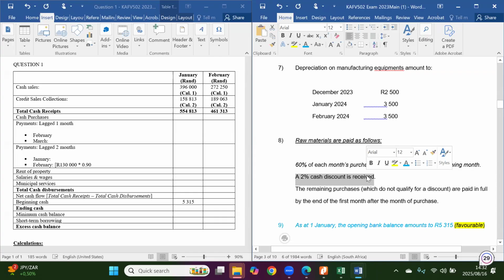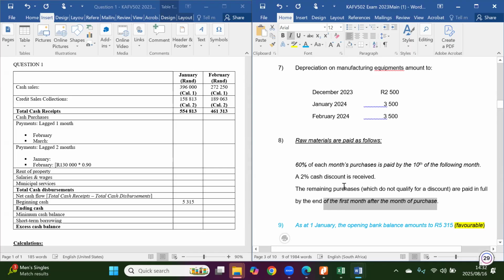All right. So if 60% are paid by the 10th of the following month, what about the other 40%? What's happening with it? That's another question that we need to be able to answer. So the remaining purchases, which do not qualify for a discount, are paid in full by the end of the first month after the month of purchase.